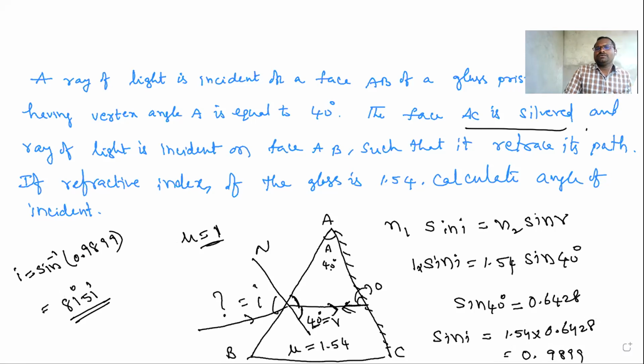So in your exam, definitely they'll give you user-friendly numbers: 30 degrees, 40 degrees, like that they'll give. Or 60 degrees, or 37 degrees, 53 degrees, you know those values. That also they may give you.